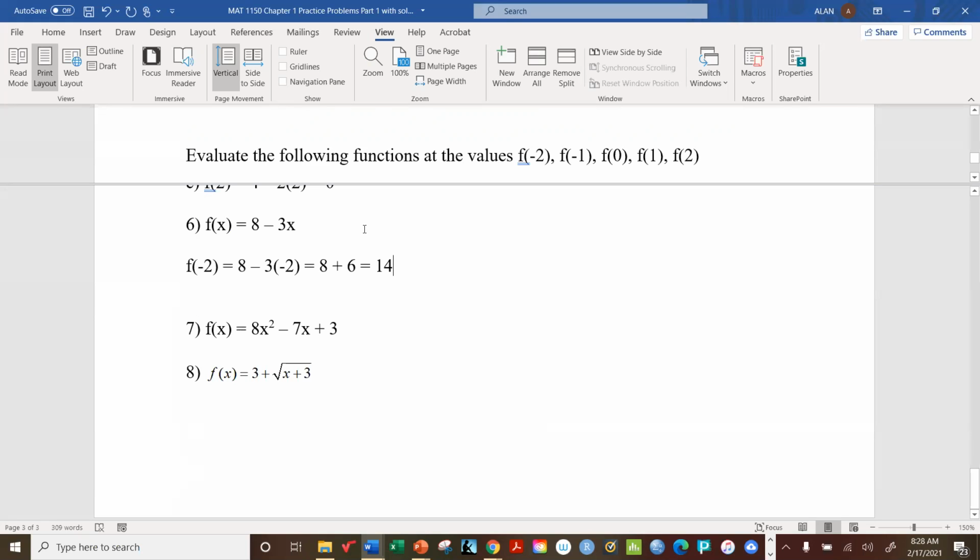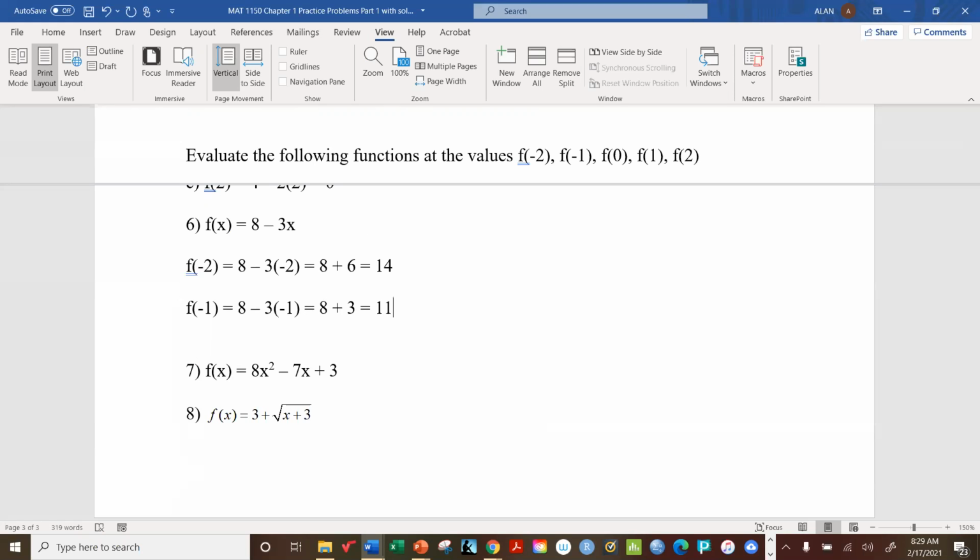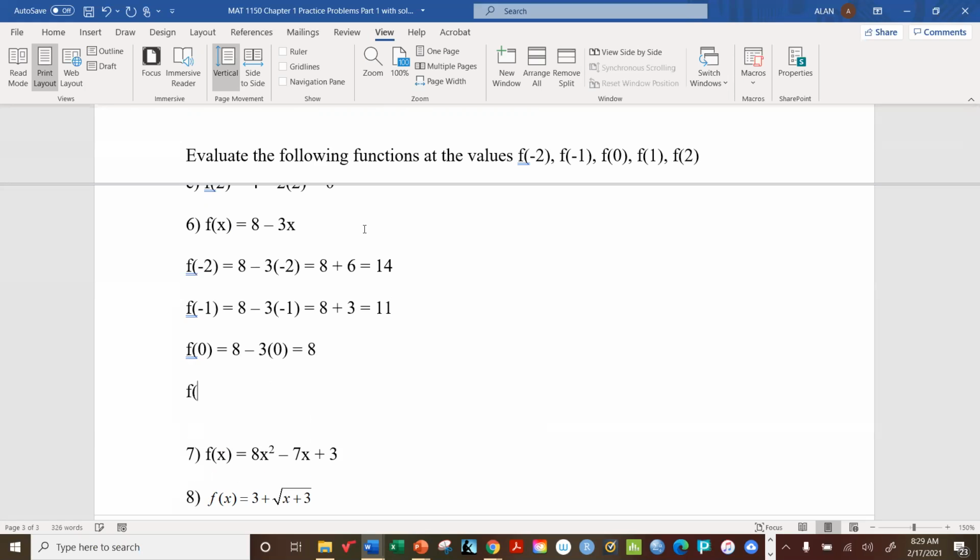Okay, so then we have f of -1, 8 minus 3 times -1 equals 8 plus 3, which is 11. F of 0 equals 8 minus 3 times 0, which is 8. F of 1 equals 8 minus 3 times 1, which is 5. F of 2 is 8 minus 3 times 2, which is 2. All right, very good.